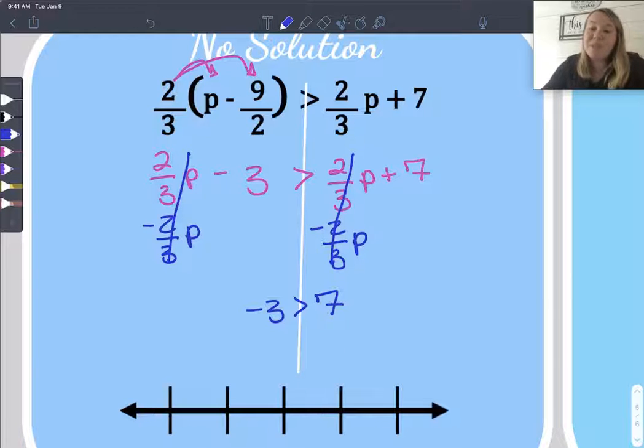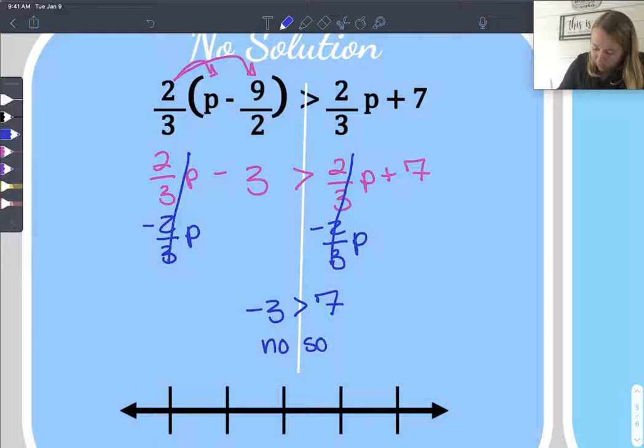This is an example of no solution. We cannot have -3 is greater than 7. It's not possible. If you're in debt $3 and then you have $7, right? There's no way that those two things can be equal to each other. So this is a no solution.